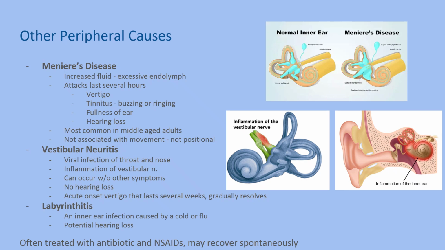Other causes include vestibular neuritis and labyrinthitis, which are caused by viral infections, which result in the inflammation of the vestibular nerve in vestibular neuritis and inflammation of the labyrinth in labyrinthitis. Vestibular neuritis does not cause hearing loss, but labyrinthitis can. All three of these pathologies can be treated with antibiotics or antivirals and NSAIDs, and they can all spontaneously recover.